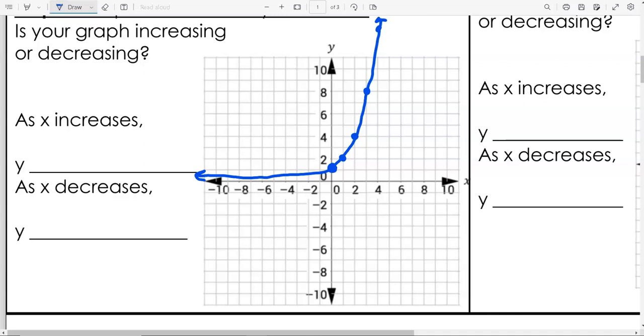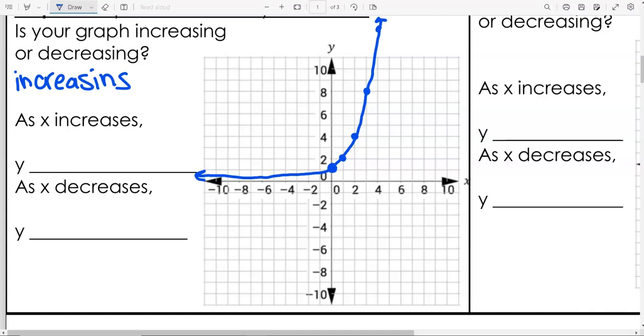Is this graph considered increasing or decreasing? Increasing. How do you know? Because it goes up. Yeah, it goes up. And didn't we have a b value of 2? That's bigger than 1, right? So the function told us, and my graph is showing us.